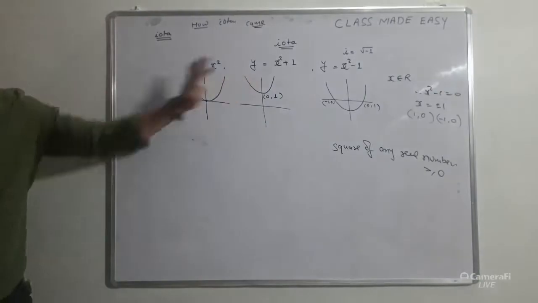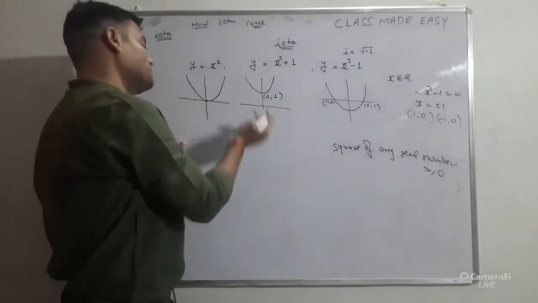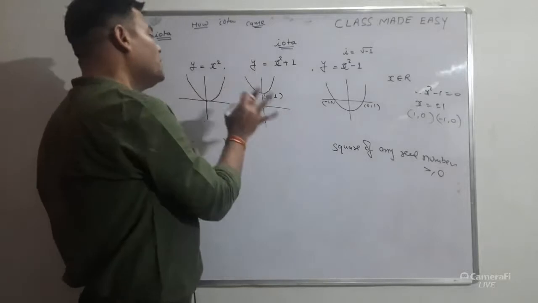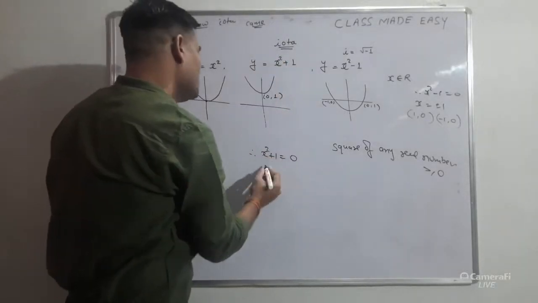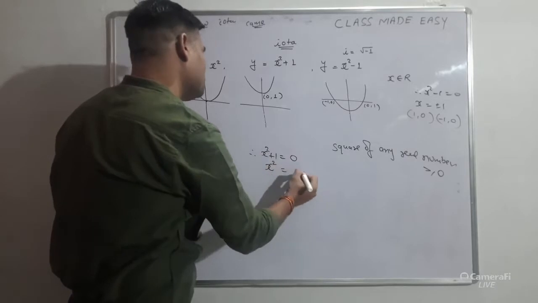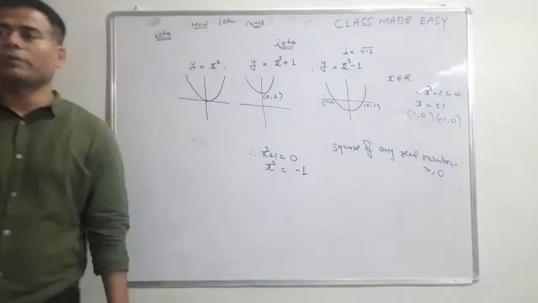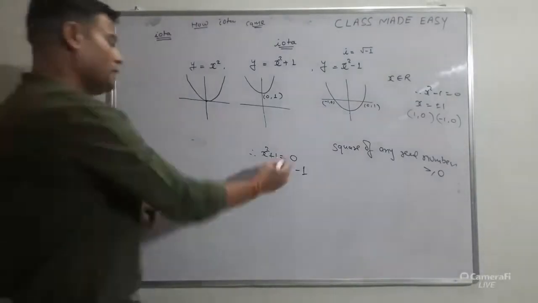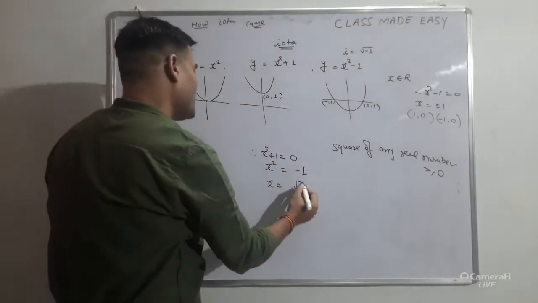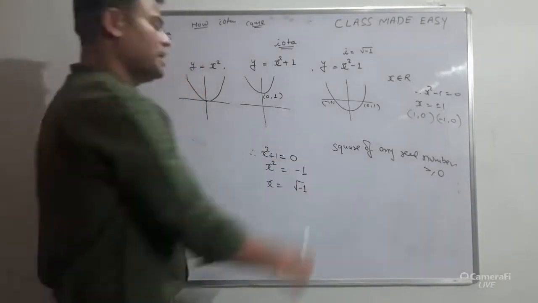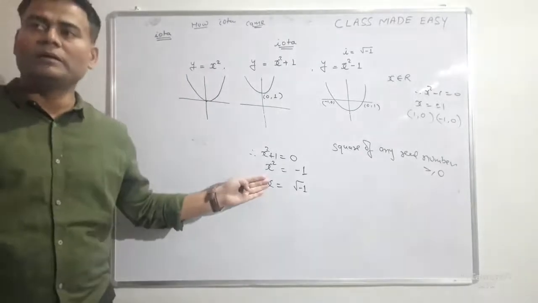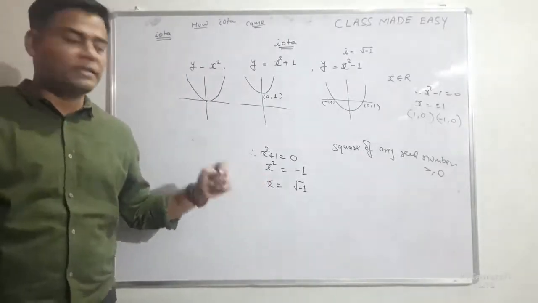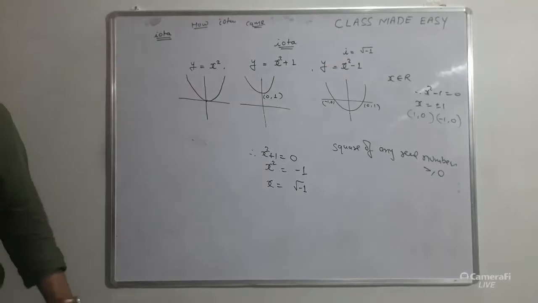But in this case, if you put y as 0, that is practically not possible, or in real algebra it is not possible. So if you put x square plus 1 as 0, you will get x square as minus 1, so x as square root of minus 1. That is only a solving process. In real algebra, it does not exist because x square plus 1 can't be 0.